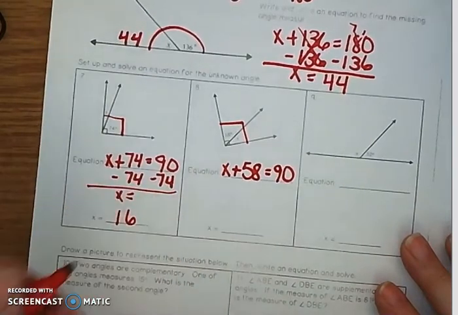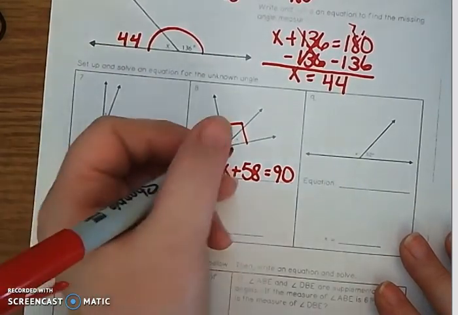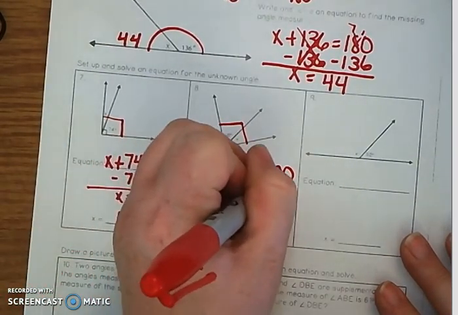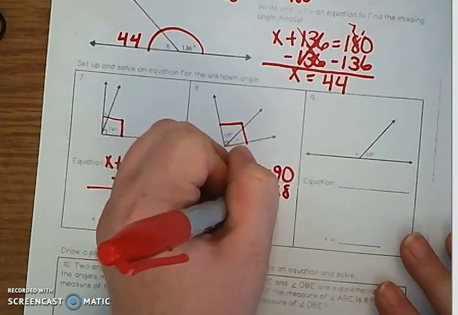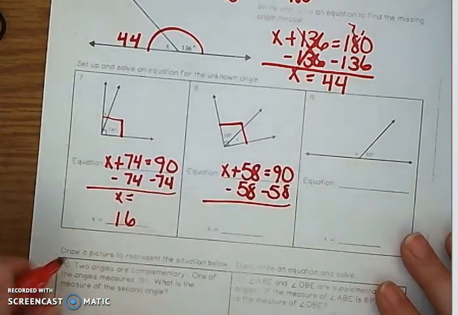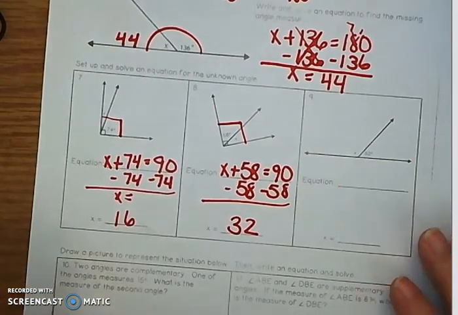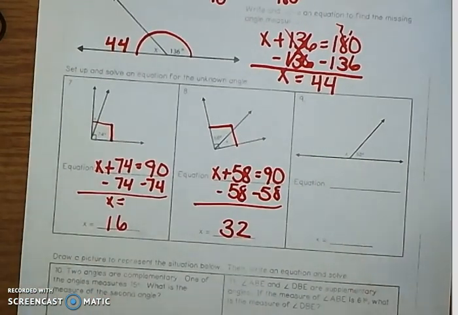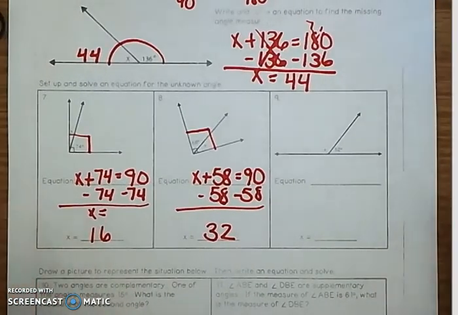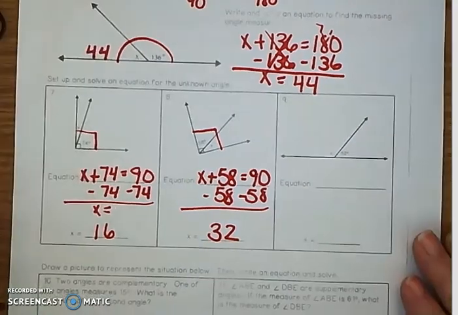So let's subtract what from both sides? 58. And when you subtract 58 from both sides, x equals 32. Good job. All right, go ahead, pause the video and try number 9 on your own. When you have it completed, hit play to check your work.